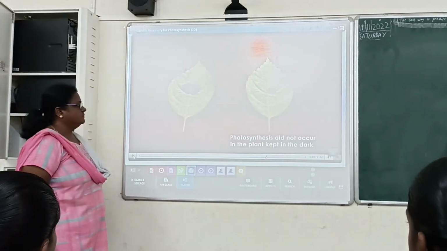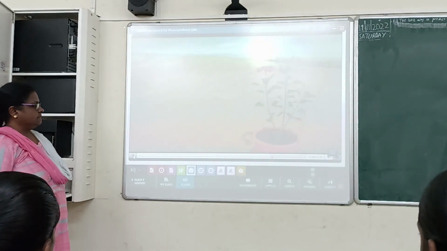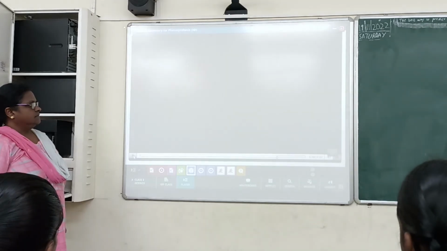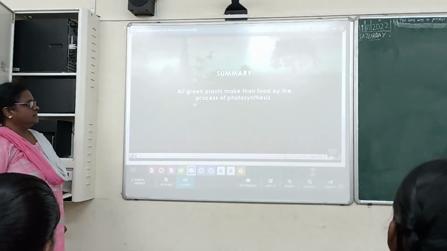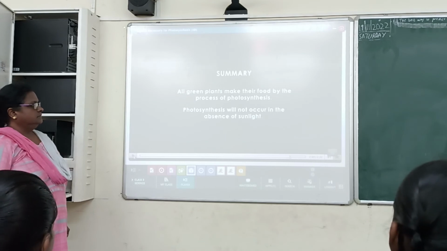Photosynthesis did not occur in the plant kept in the dark. So we can conclude that plants need sunlight for photosynthesis. All green plants make their food by the process of photosynthesis. Photosynthesis will not occur in the absence of sunlight.